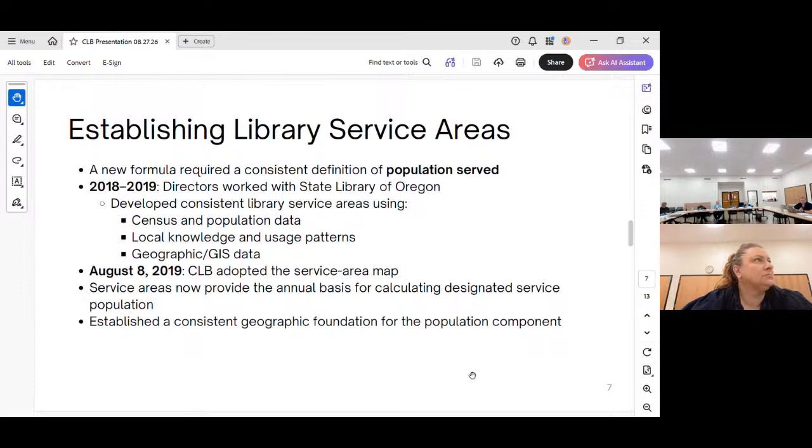They wanted us to have a more reliable and verifiable method for population served. So in 2018 and 19, the library directors worked with the state library to develop that method. The resulting service area map incorporated census data, population reports, knowledge of local usage patterns, and geographic information using a GIS mapping system. The Coos Library Board adopted the service area map on August 8, 2019, and these service areas are now used annually to calculate each library's designated service population. And this created a consistent geographic basis for including population served in a future distribution formula. And that is the map that I have enclosed, as well as the census tract sheet. Go behind it.